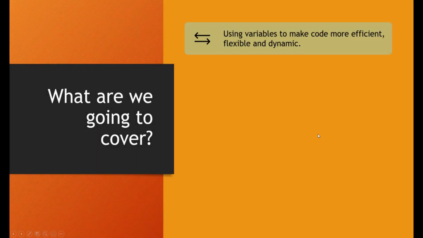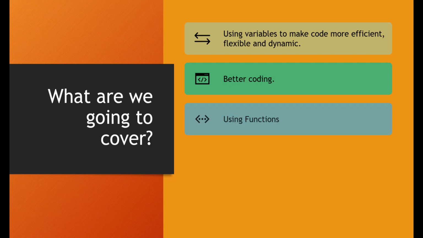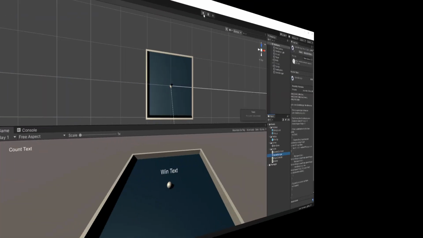Okay, in this video we're going to look at how we can use variables to make your code more efficient and dynamic, which is something we should always be aiming for. We're going to look at how we can divide up our code better, just for better coding, how we can use functions a little bit more, how we can access functions in other scripts, and finally we'll do a little bit more commenting just to make sure everything's nice and tidy.